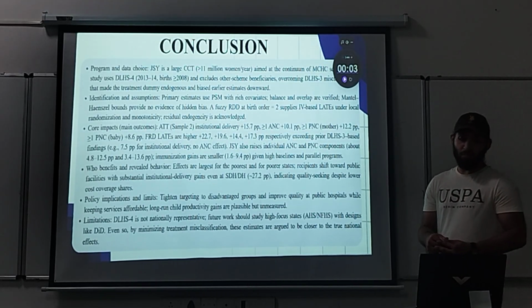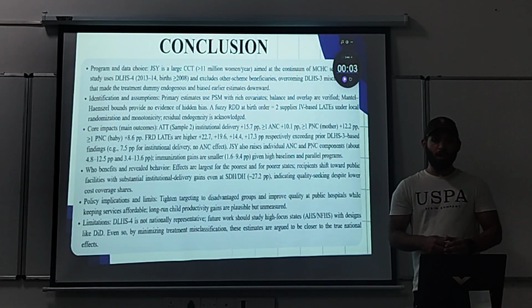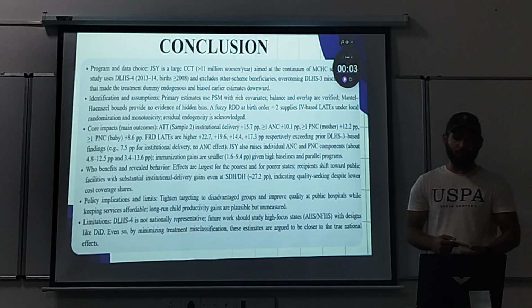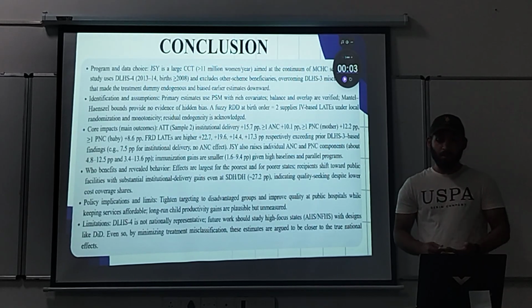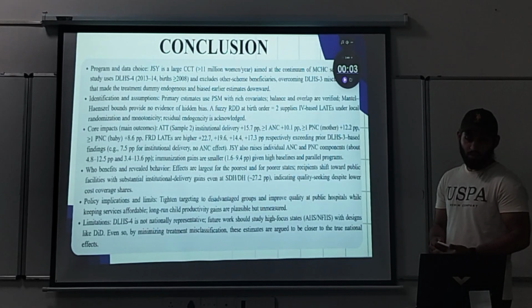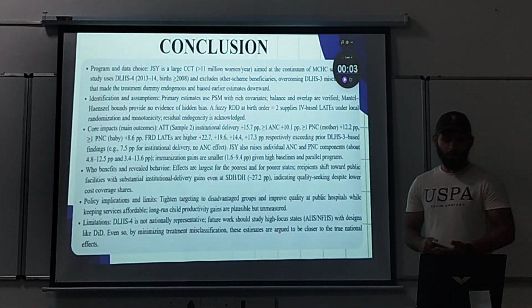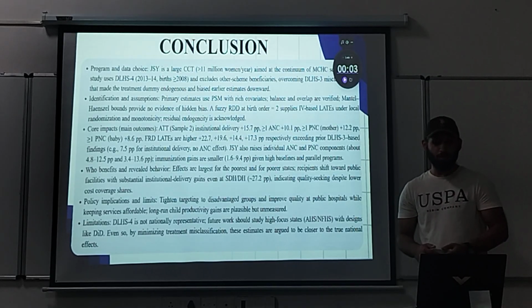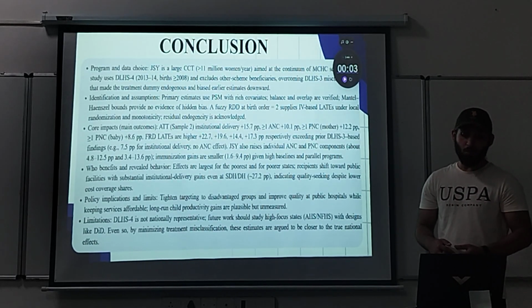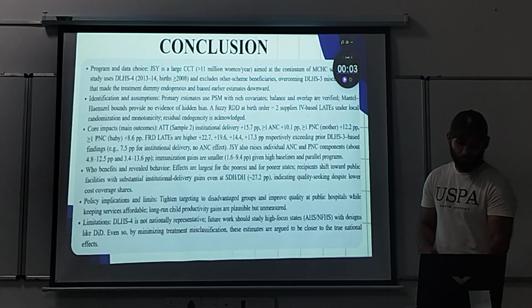The primary estimates are based on propensity score matching with rich covariates. Balance and overlap between treated and control groups have been verified, and the Mantel-Haenszel bounds provide no evidence of hidden bias. A fuzzy regression discontinuity design at birth order equal to 2 is used to supply instrumental variable-based local average treatment effects, assuming local randomization and monotonicity, with residual endogeneity being acknowledged.